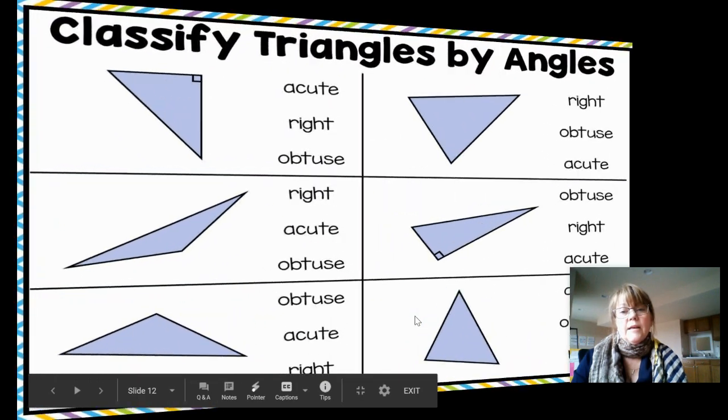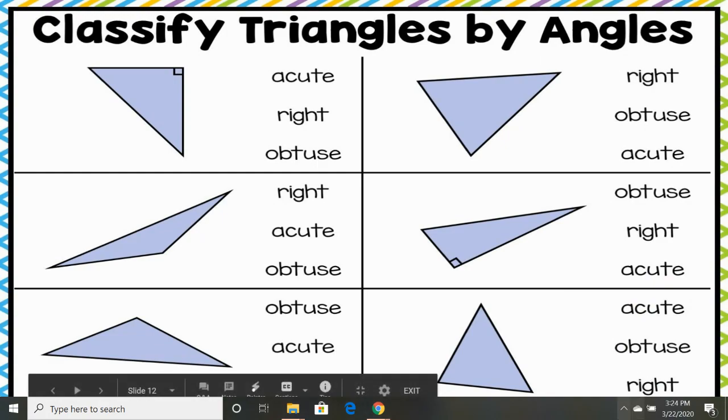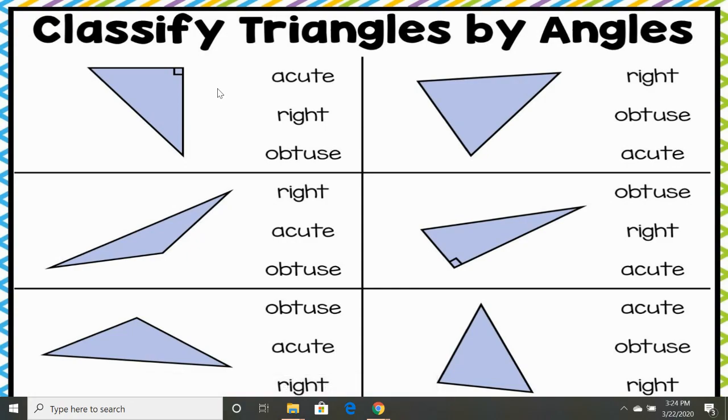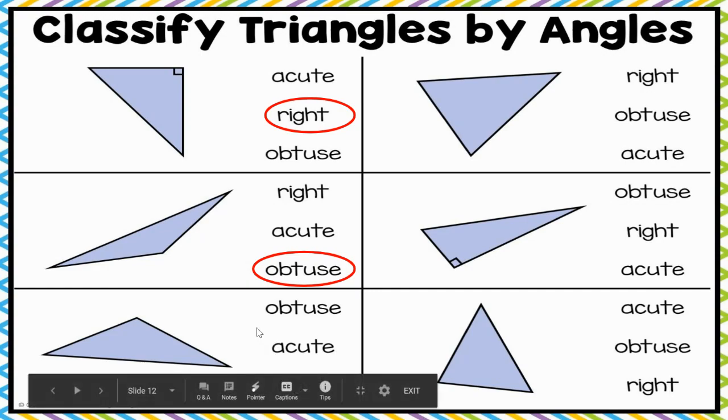All right. I am going to hide myself here and we're going to take a little quiz. If we look at this, how would we classify it? This shows us that it is definitely a squared off corner. I could stick my piece of paper in there. That is a right triangle. This one, if I stuck a piece of paper in that corner, I could tell that corner is larger than 90 degrees, so it's an obtuse triangle. This one here definitely has an angle greater than 90 degrees. That is also an obtuse triangle.